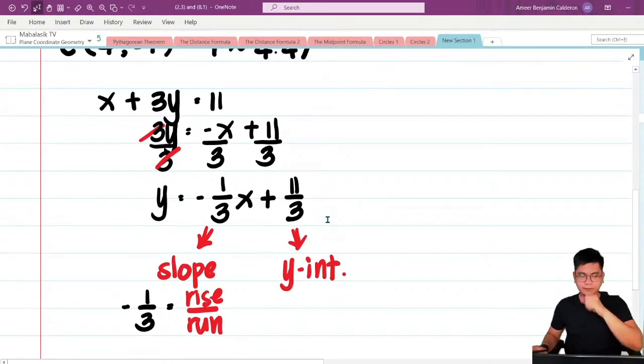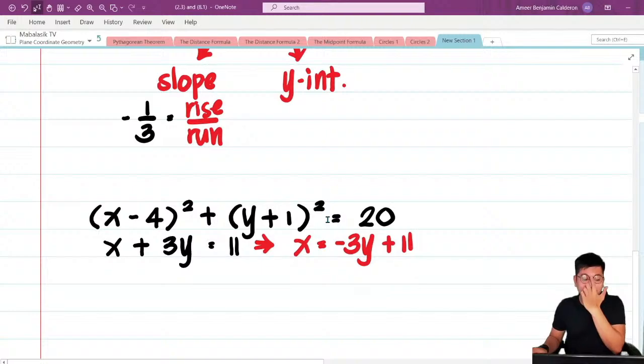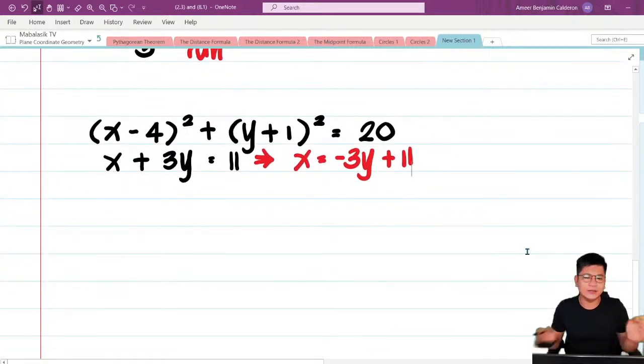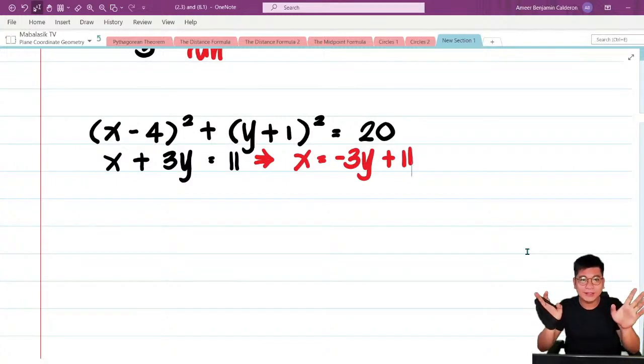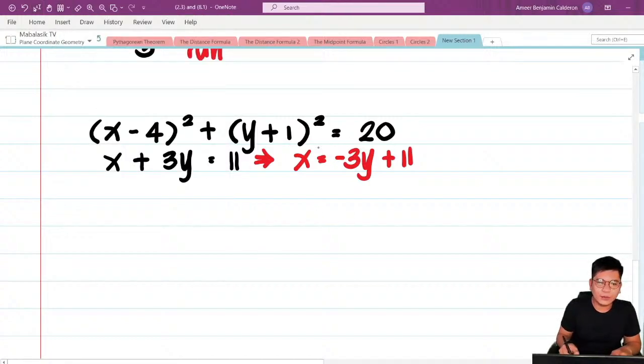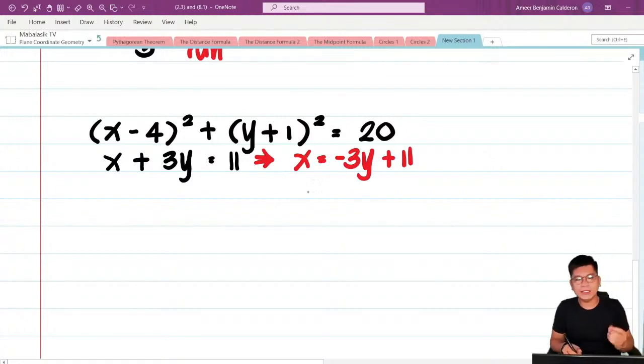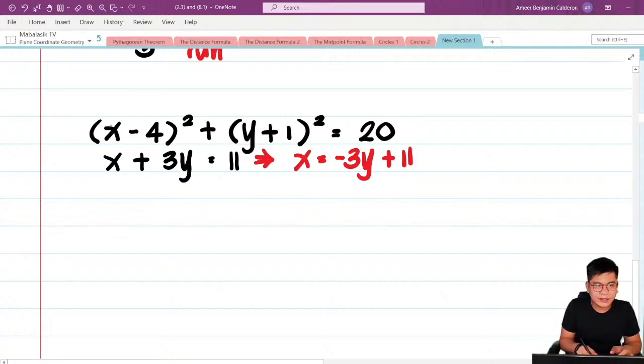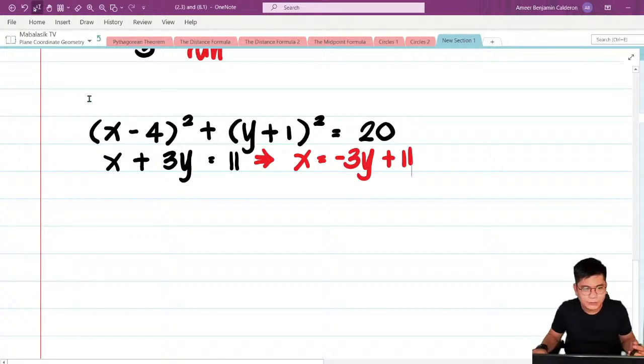Kasi may fraction. Baka malito tayo. Although pwede din naman. Kaya naman, kaso baka malito. So, para mas mataas yung chance na tama yung sagot, huwag nyong lituhin ang sarili nyo. Okay? Now, step 1, we have to plug in the equation of the line to the equation of the circle and solve. So, instead of x right here, what I'm going to write is the whole thing, this negative 3y plus 11. So, kokopyahin ko muna.